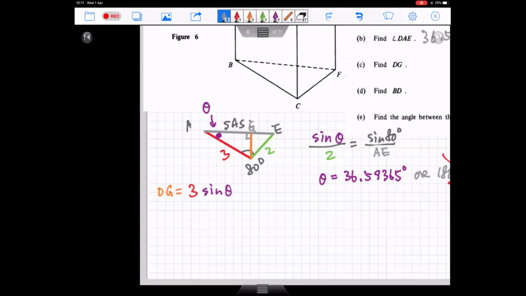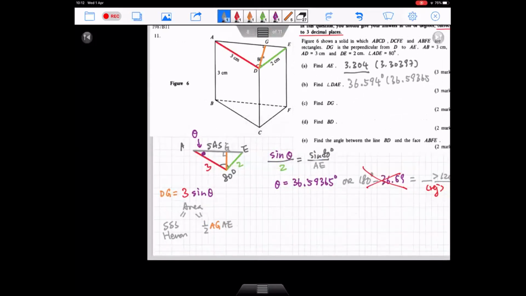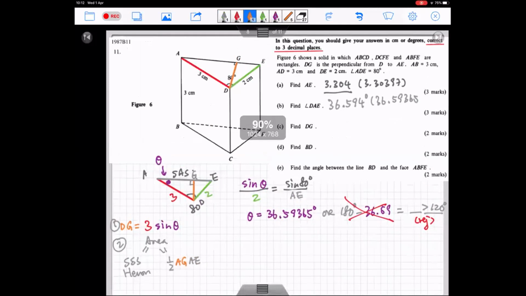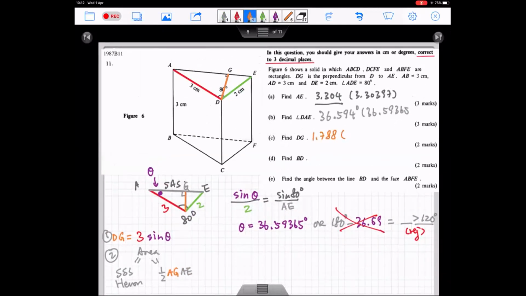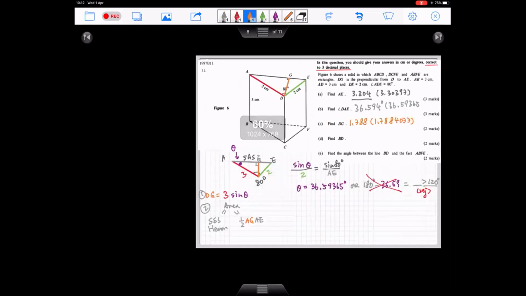Or you can use Heron's formula to get the area. You have the area on one hand using the triple S Heron's formula. On the other hand, the area is half AG times AE. We did AE in part A. So there are two ways you can find the length of DG. From my calculation, the length of DG is 1.788. The more accurate answer being 1.7884077, in case I have to use this answer in the future. So this is DG.